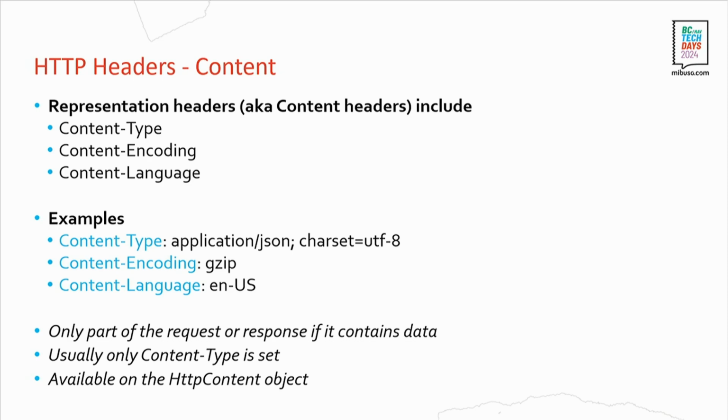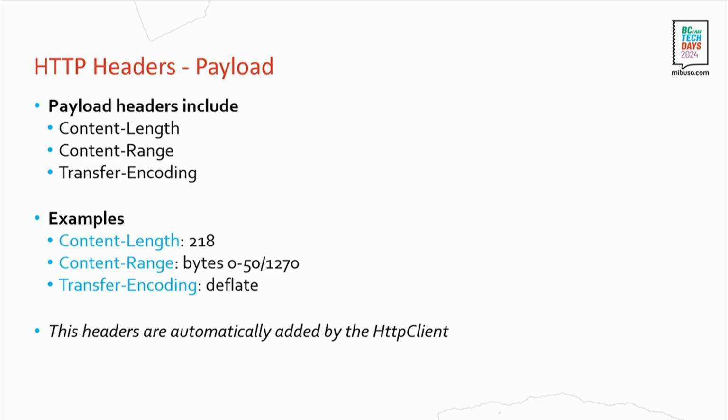Then we have the payload headers, actually also about the content, but it's more about the content length, the actual length. It may be a range if it's being sent or received in chunks of data, and some encoding about the transfer. We usually do not care about these. It's all calculated automatically for us, automatically added by the HTTP client. So we do not care about the payload headers.